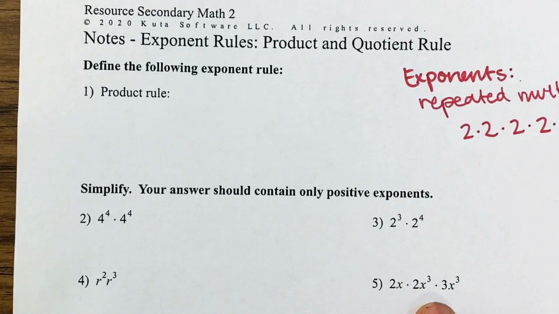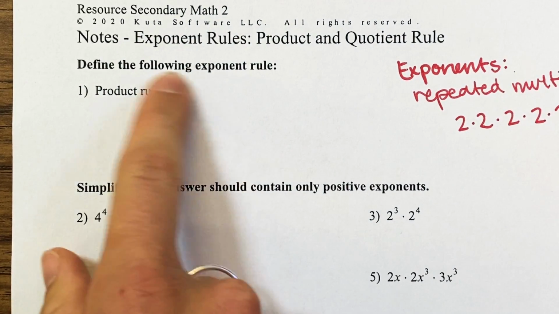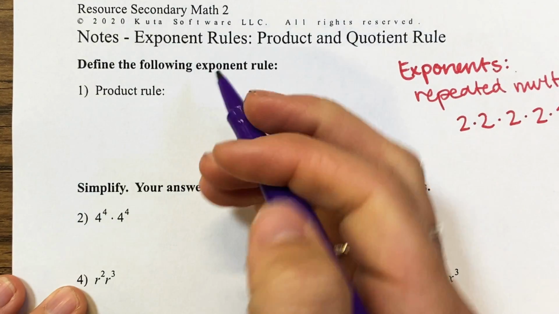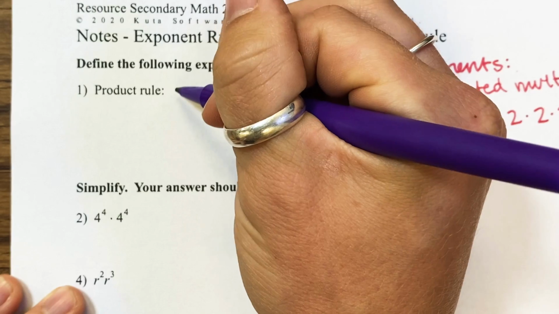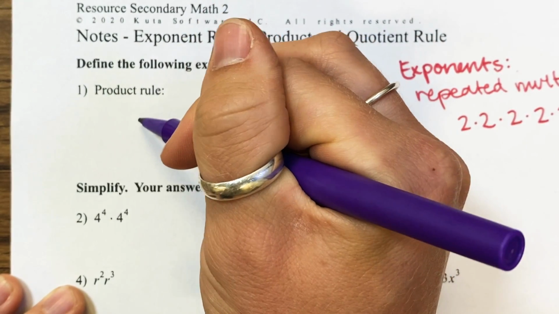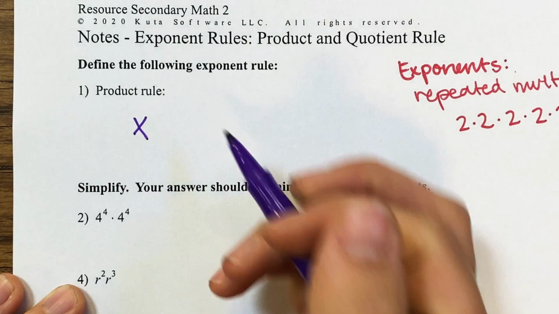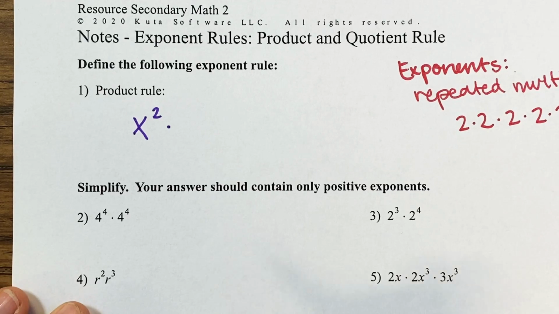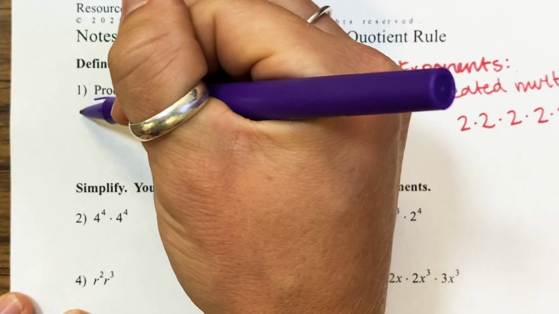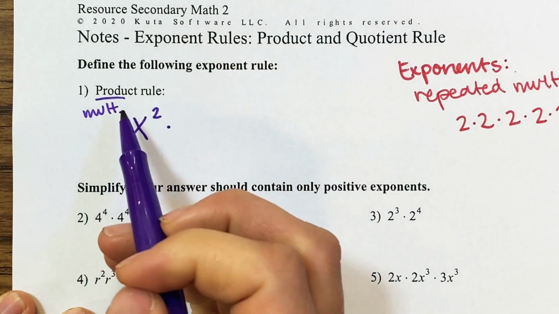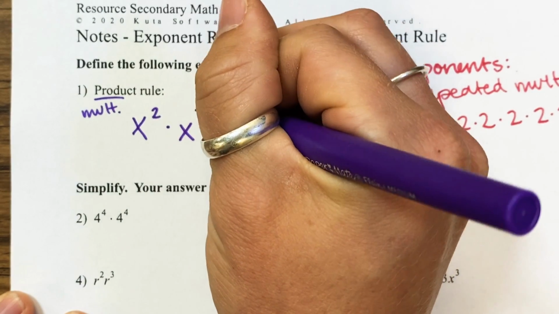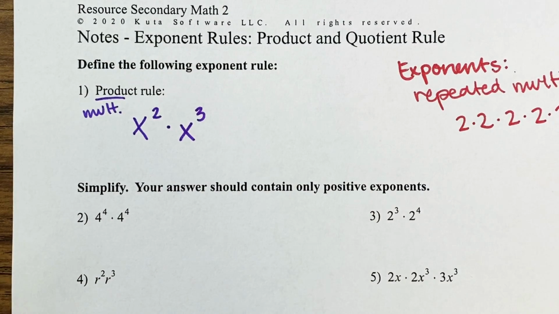Okay, now let's define one of our exponent rules, and that's the product rule. Product rule is where the bases are being multiplied. So it's going to look like, let's say we have x to the second power. It's going to be multiplied, right? Because product means multiply. It's going to be multiplied by another x to some power. We'll just say it's x cubed, or x to the third power.